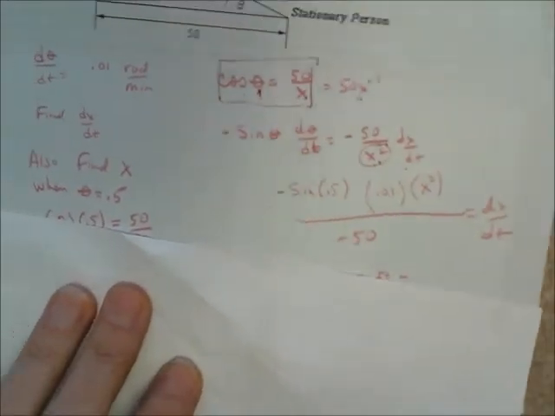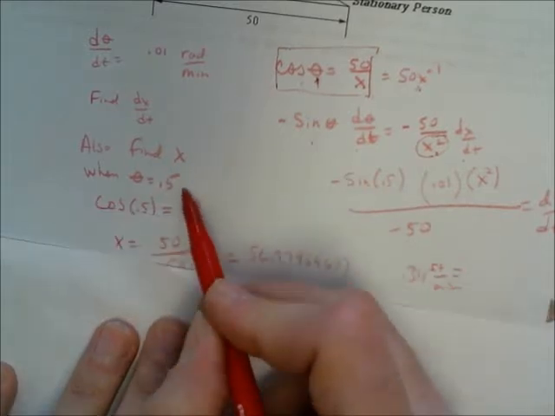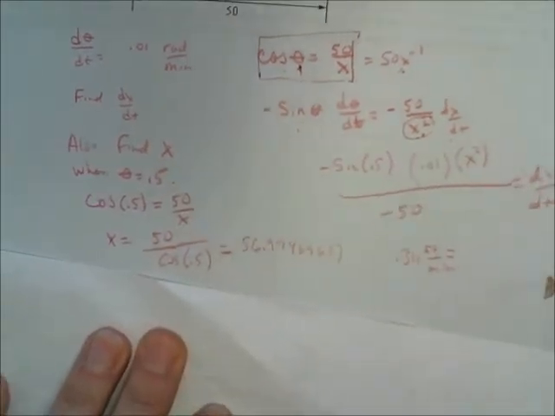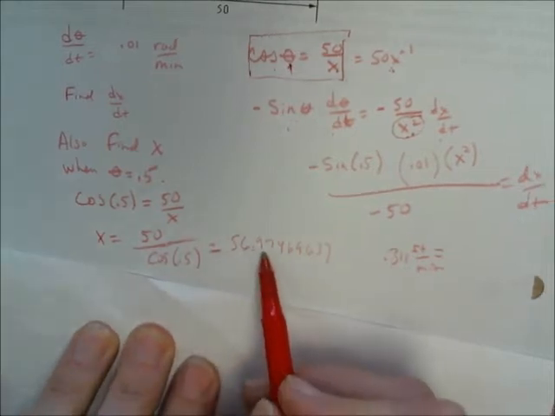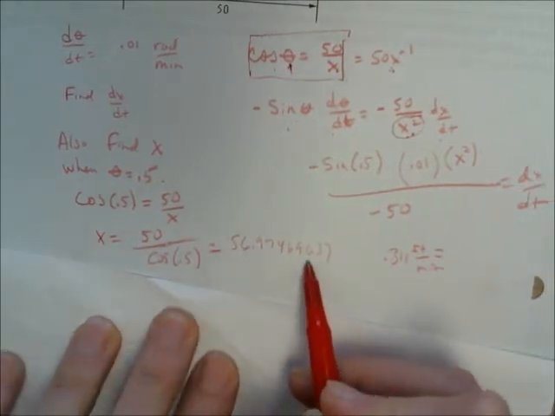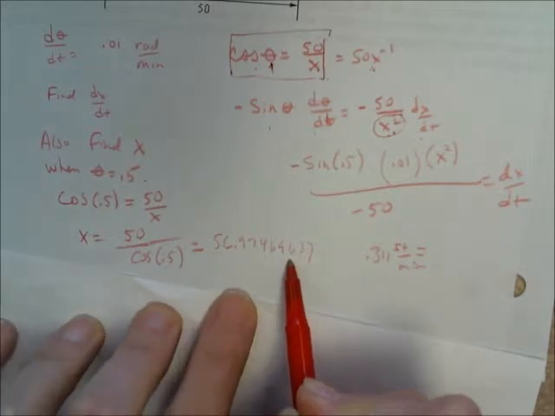So down here I said we also have to find x when theta is 0.5. So I just plopped that into my calculator, and x turned out to be 56.9746967. I didn't round that at all.